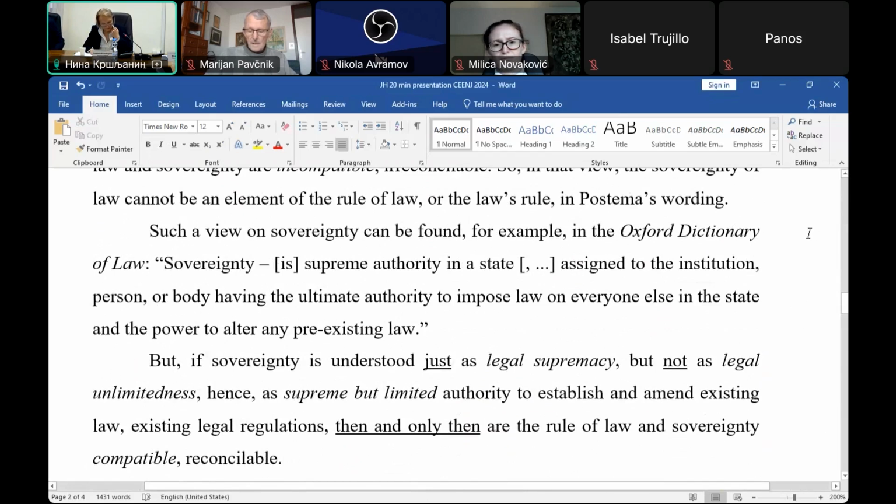Such a view on sovereignty can be found, for example, in the Oxford Dictionary of Law. Sovereignty is supreme authority in a state, assigned to the institution, person, or body, having the ultimate authority to impose law on everyone else in the state, and the power to alter any pre-existing law. The end of quotation. But if sovereignty is understood just as legal supremacy, but not as legal unlimitedness, hence as supreme but limited authority to establish and amend existing law, existing legal regulations, then and only then are the rule of law and sovereignty compatible, reconcilable.